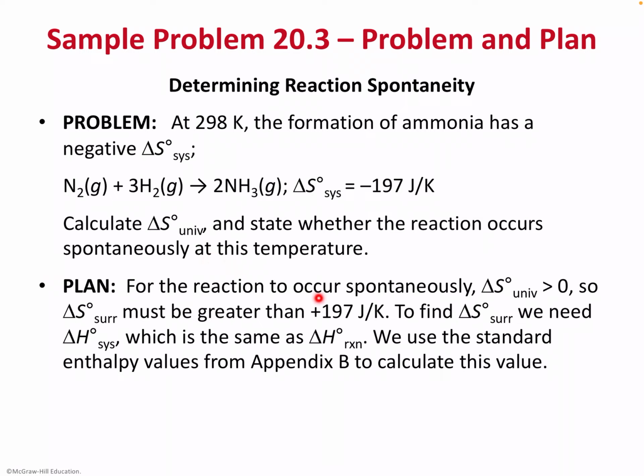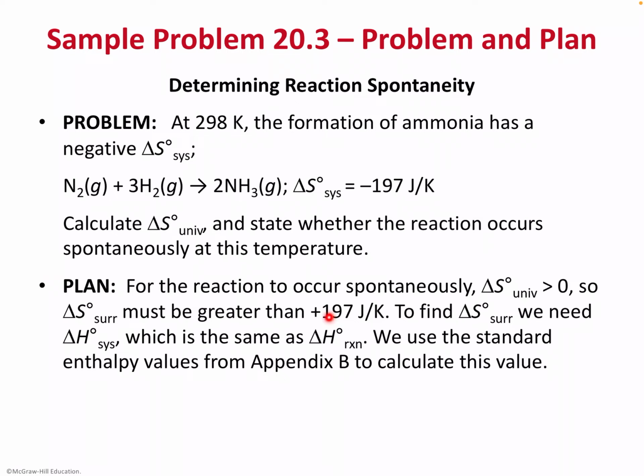Plan for the reaction to occur spontaneously. What happened? The entropy of the universe should be greater than 0 for the reaction to occur spontaneously. The universe should have more entropy, greater than 0. So delta S naught surrounding must be greater than positive 197.